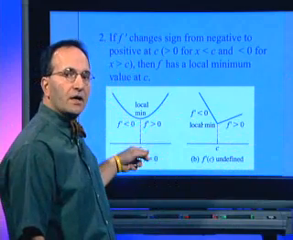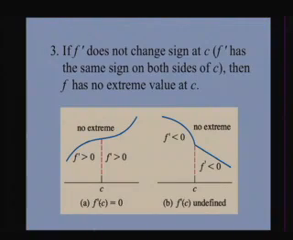Now let's take a look at what happens when there's no sign change. If f prime, the first derivative, does not change sign at c, then f has no extreme value at c. Very quickly then, you can see that the slope here is positive. Here's this point where something happens, but the slope continues to be positive. So there's no sign change there, and therefore there is no extreme value.